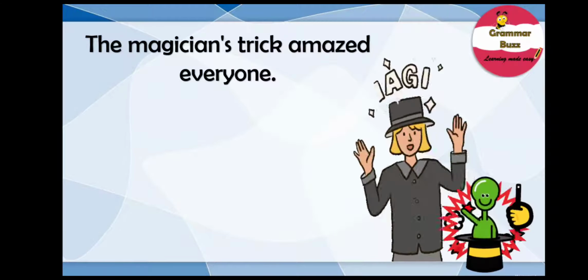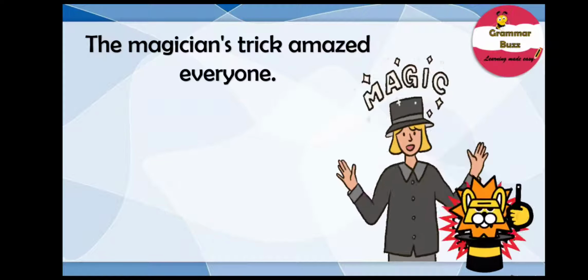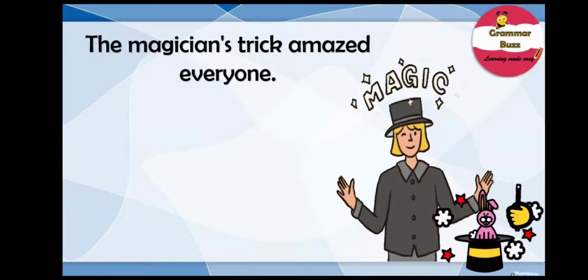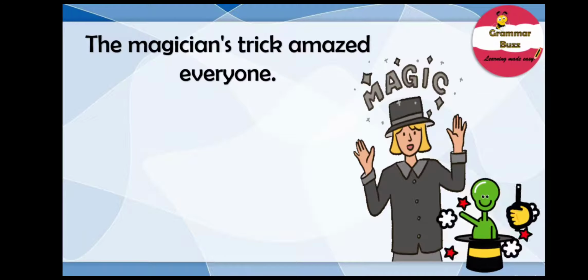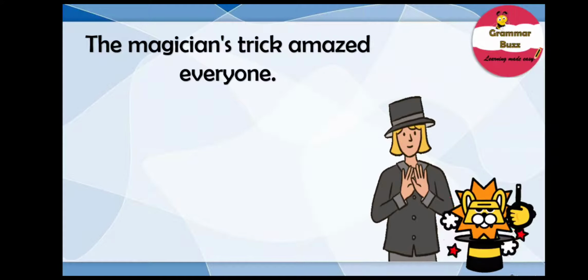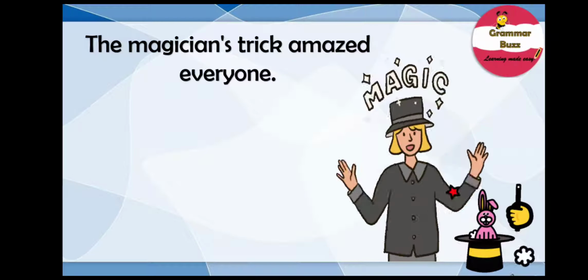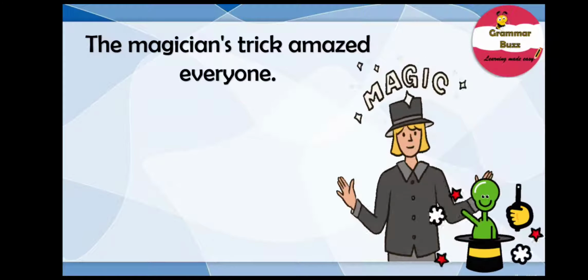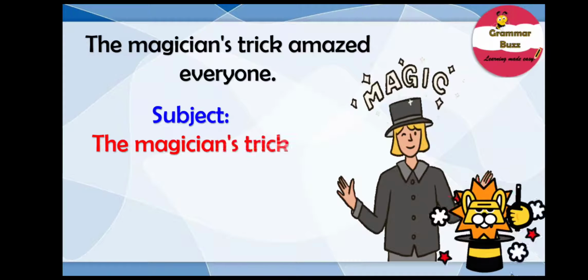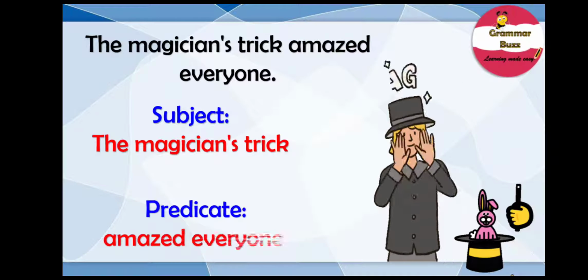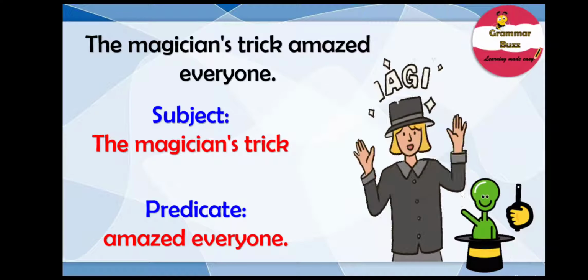And it says, the magician's trick amazed everyone. So, spot the subject and the predicate. Can you do it for me? I think you can, and you already have. So let's discuss it together. The subject is the magician's trick, while the predicate is amazed everyone.